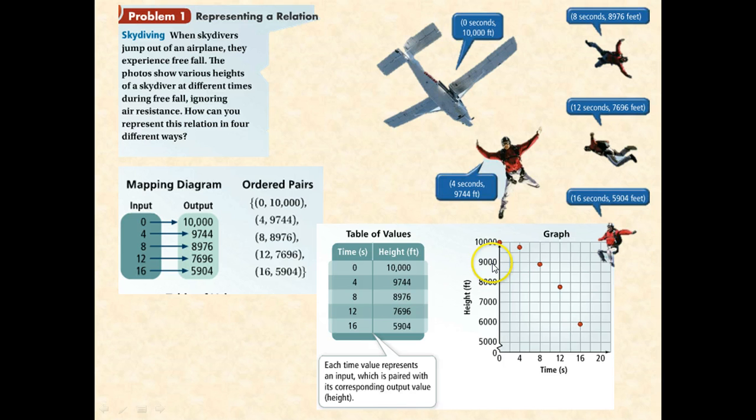Or I can draw a graph. When time was 0, we were at 10,000 feet. When time was 4, we were at 9,700-ish feet. Time was 8, we were at 8,900 or so feet. And then these dots show us the height after the given time has elapsed. So there are four ways to represent that relation.